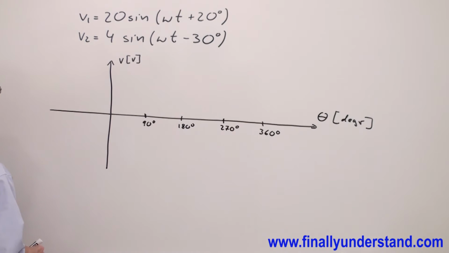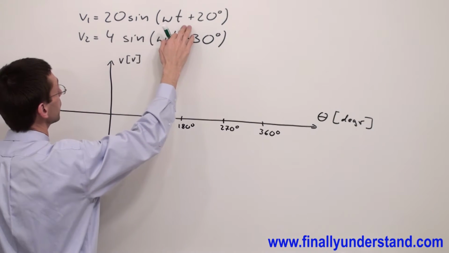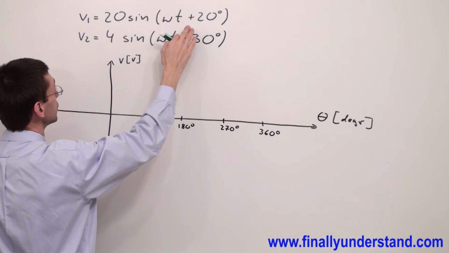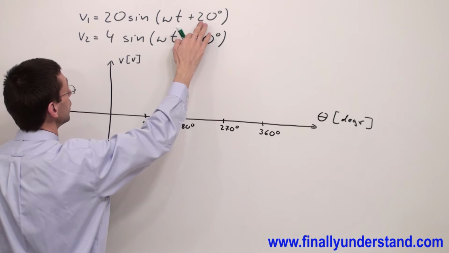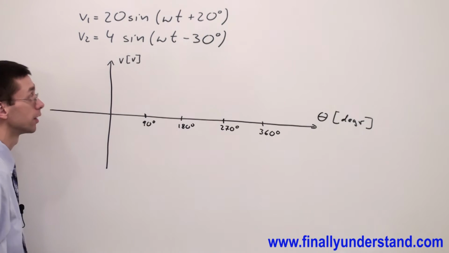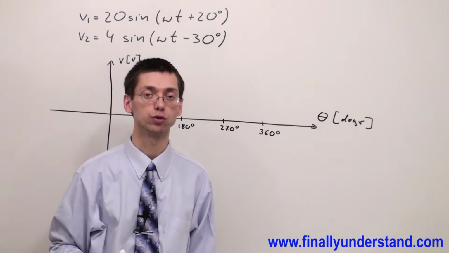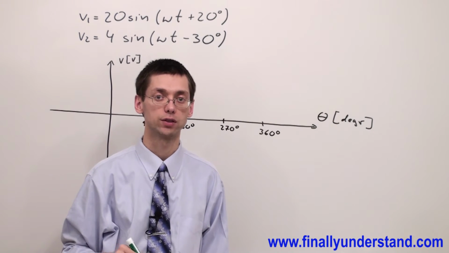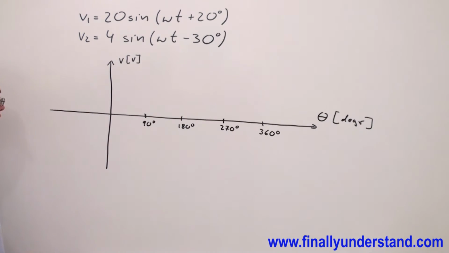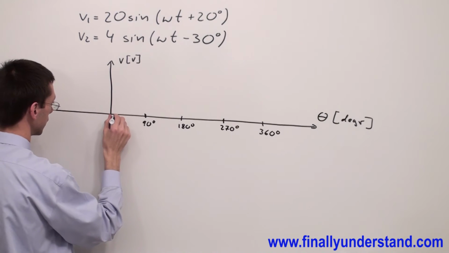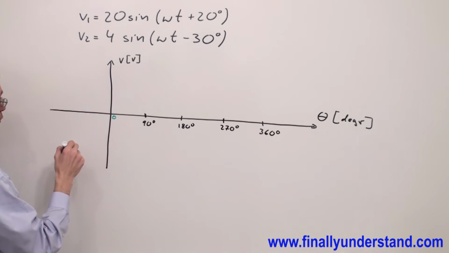Next, look at the first equation. First equation has phase shift angle equal 20 degrees. What does it mean? It means that this waveform is going to start 20 degrees ahead of the reference point, which is 0. This is my reference point, and I'm going to start ahead 20 degrees.